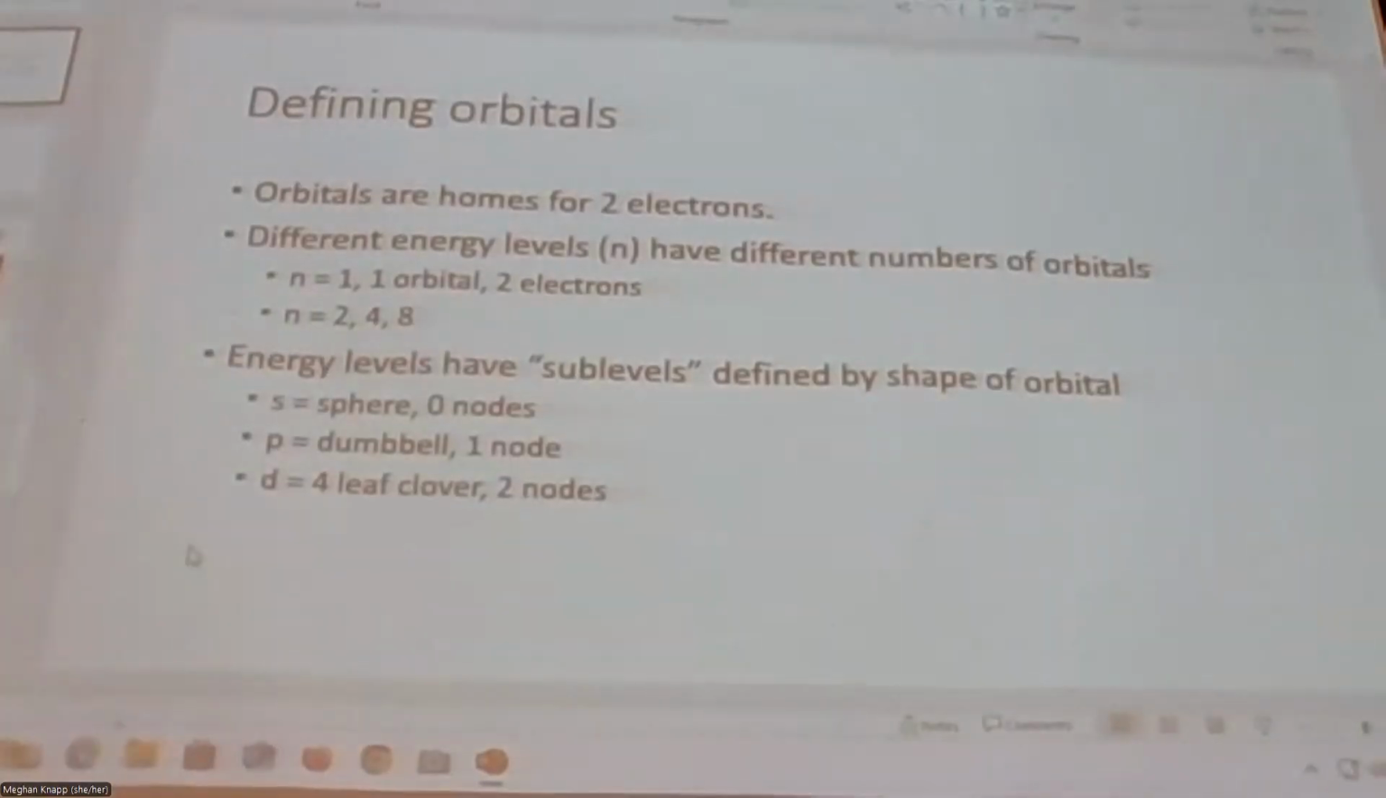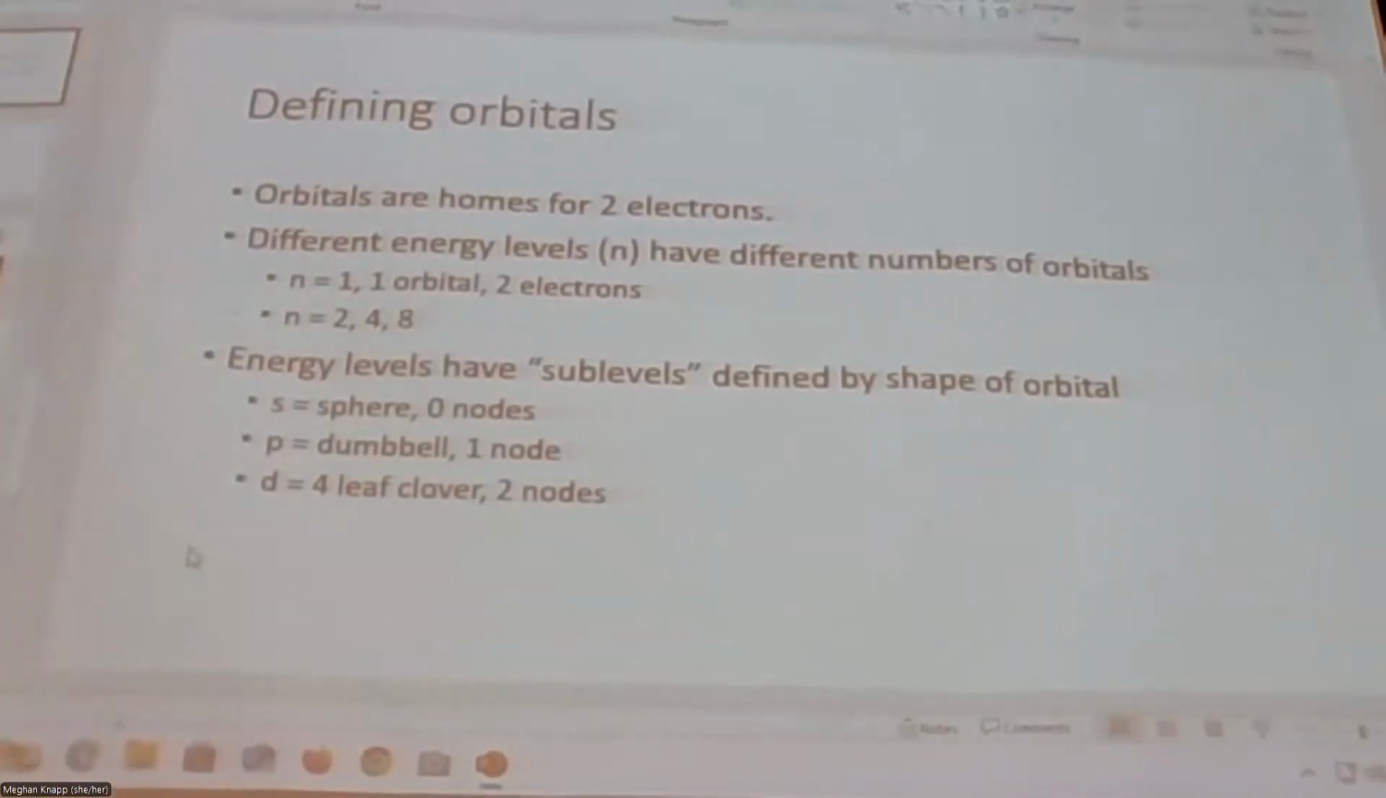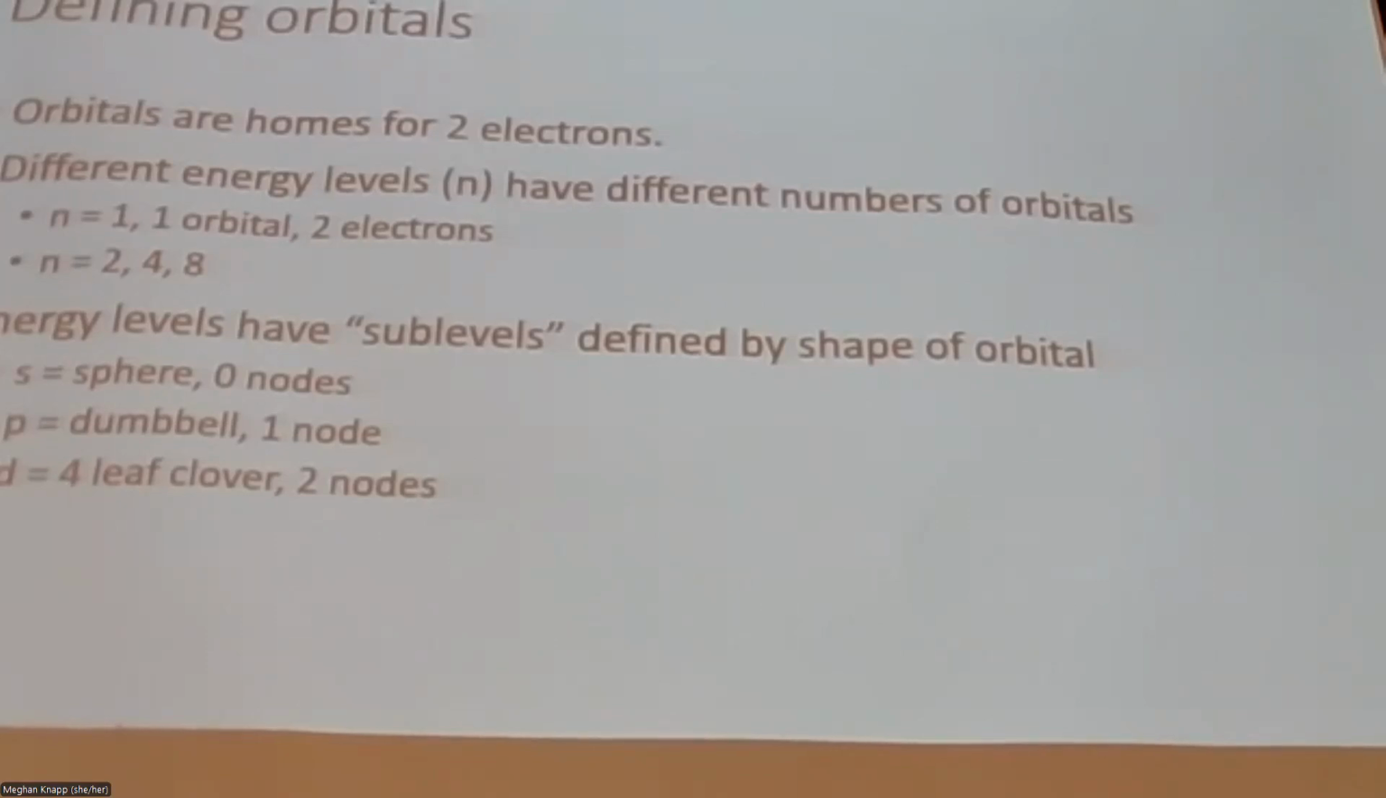We're going to talk a little bit about the quantum numbers used to describe the orbitals. Remember, each orbital is a home for 2 electrons. Each energy level, starting at the bottom, has a number. It's called the principal quantum number, and we use the letter N for it. The bottom level is 1. The next level is 2. The next level is 3.